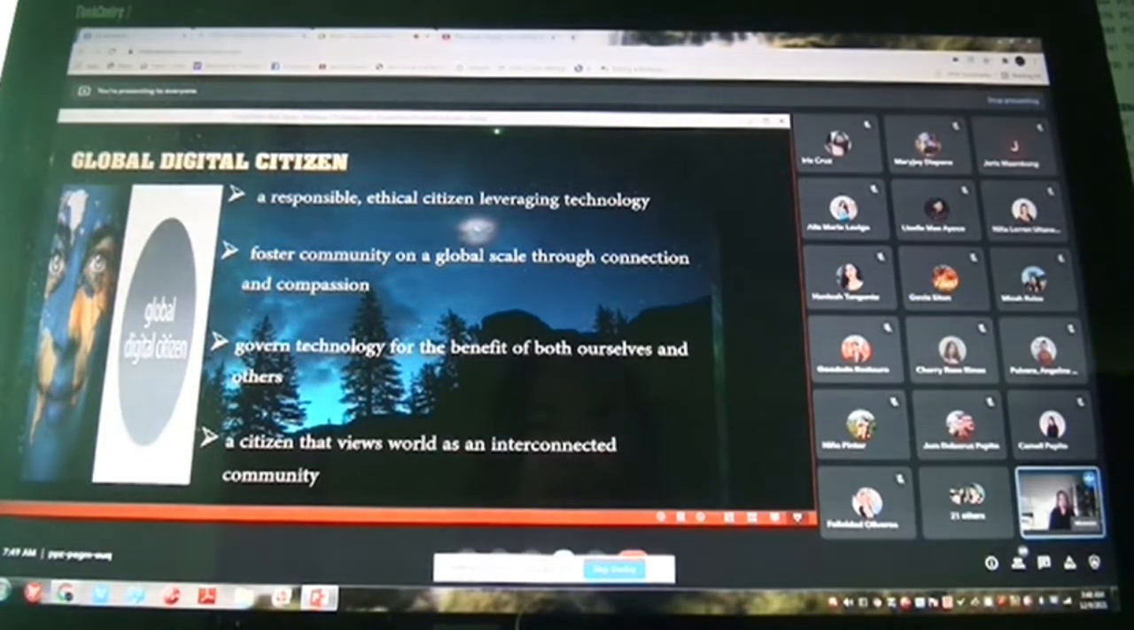A global digital citizen will foster community on a global scale through connection and compassion. We are now connected through this internet, the interconnected networks. Global digital citizens govern technology for the benefit of both ourselves and others. It means if we are users of this technology, we will not only be concerned about ourselves, but also about others. A global digital citizen is a citizen that views the world as an interconnected community. We are interconnected now with your classmates, with the world, with your teacher, and with our school. So we can call ourselves global digital citizens.